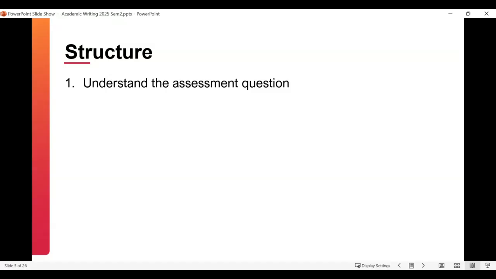It doesn't matter if you're writing a report or an essay, reflective writing, lots of things you need to do at uni are going to require you to write. And so go to the unit outline, understand the assessment question and work out what you're supposed to do and how long the text needs to be that they're asking you to write.